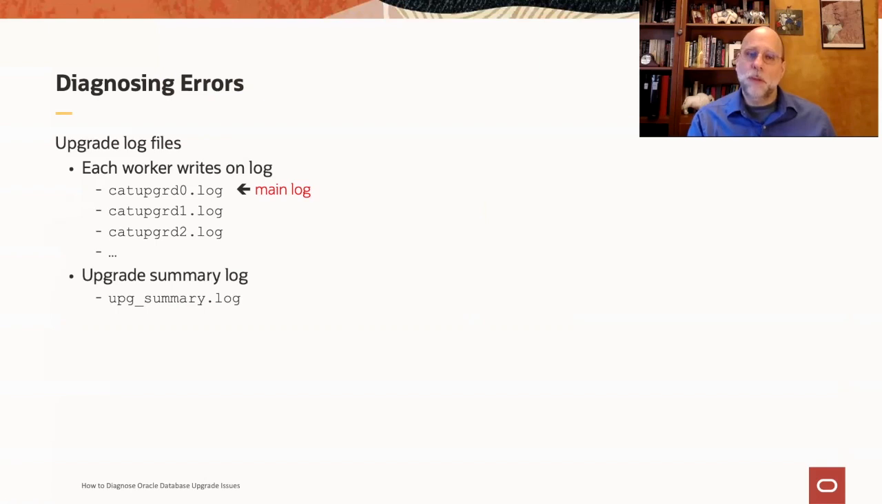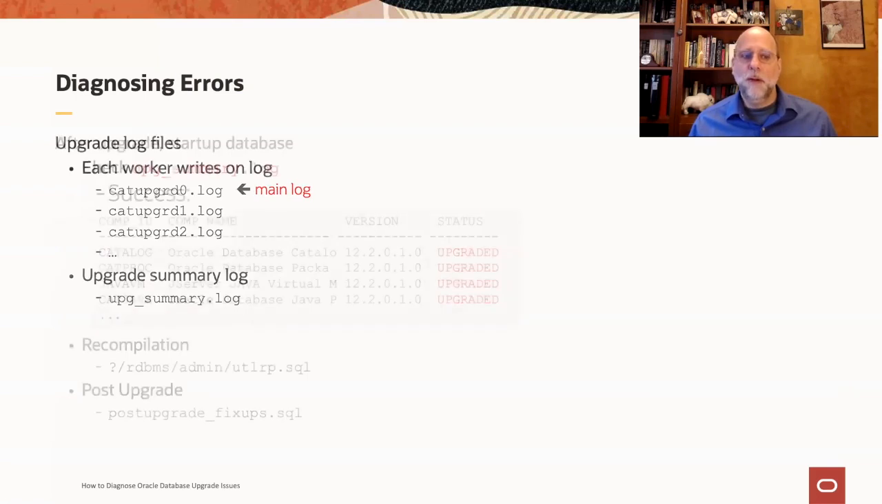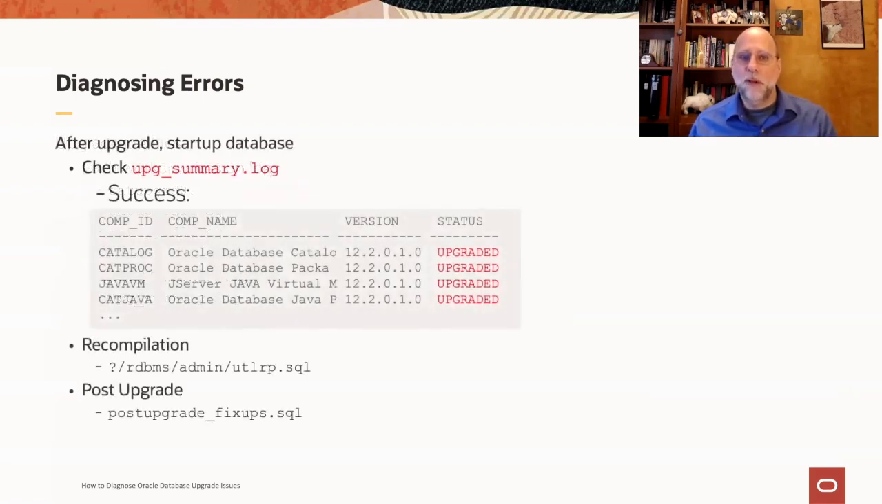But to make this easier, we also produce this upgrade summary log, and that's been something that we've had for many releases now. So what you want to do is first check your upgrade summary log, because that's the easiest way to get a sense of, did everything work, right? Are your components all valid, for example?